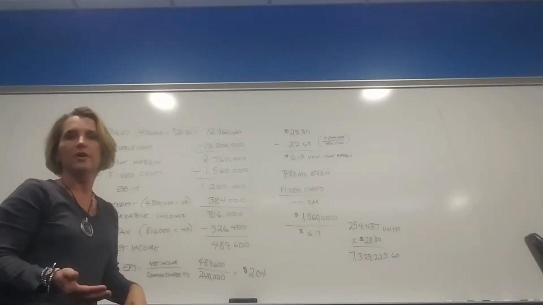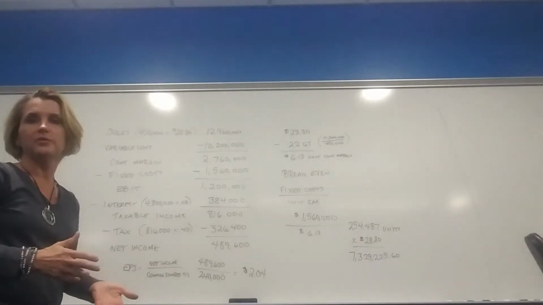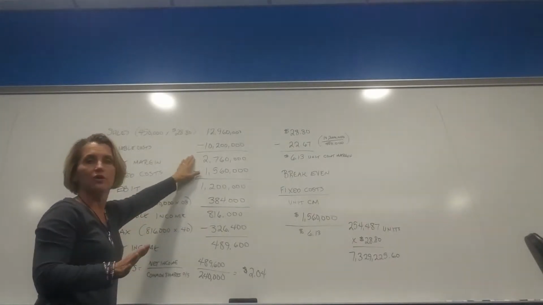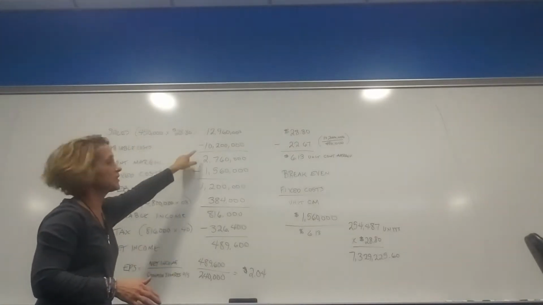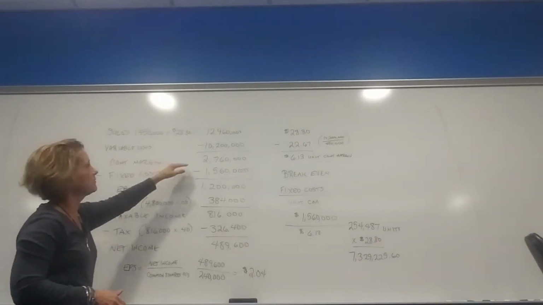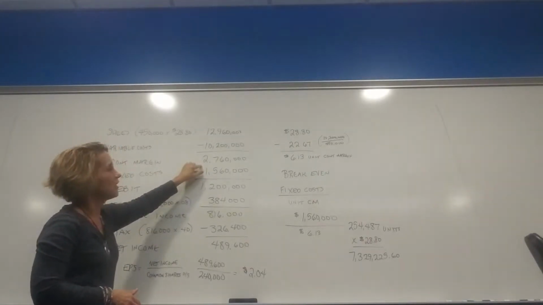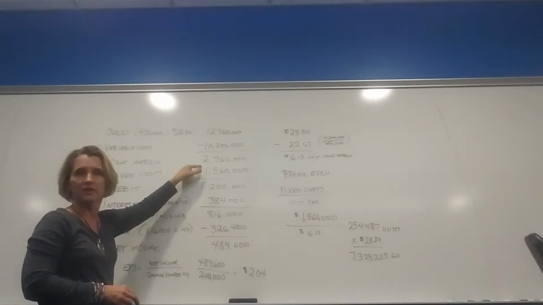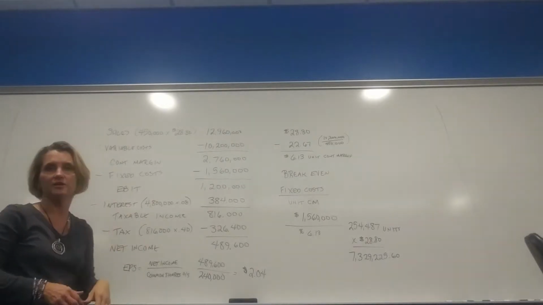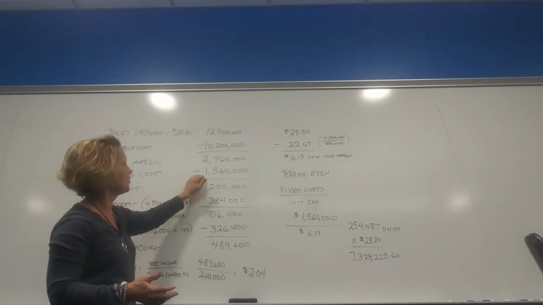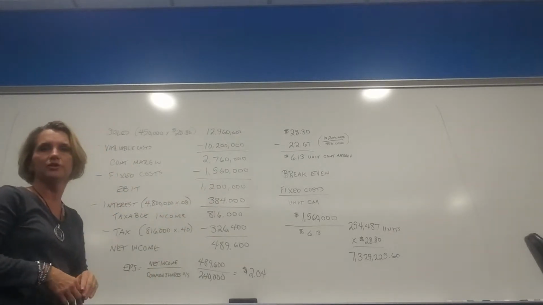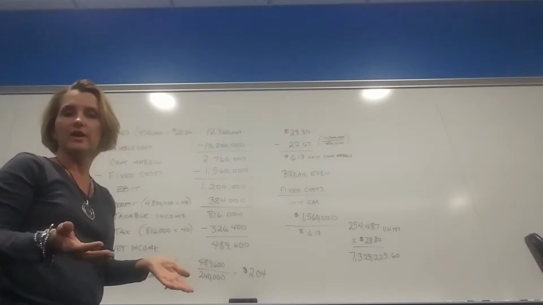Now in this particular problem, they don't give us a variable cost per unit like they do many times. They give us just a total dollar amount. So the total dollar amount at our current level of production is $10,200,000. So if we subtract those out, we come down to our contribution margin. Our contribution margin is $2,760,000, and then we're going to subtract out our fixed costs. So our fixed costs for this company are $1,560,000, and that brings us down to our earnings before interest and tax, or that could also be called your operating income.